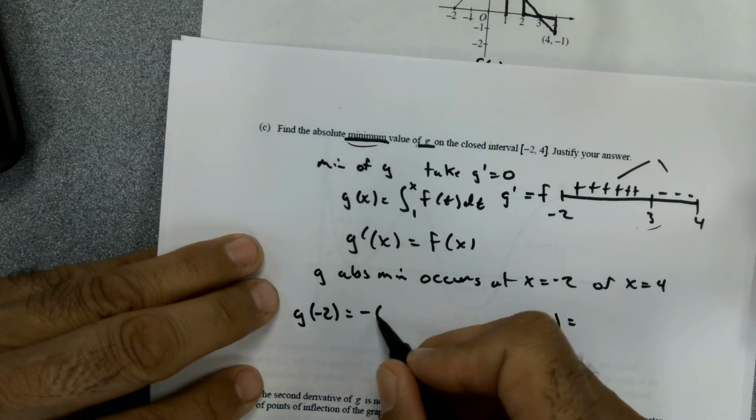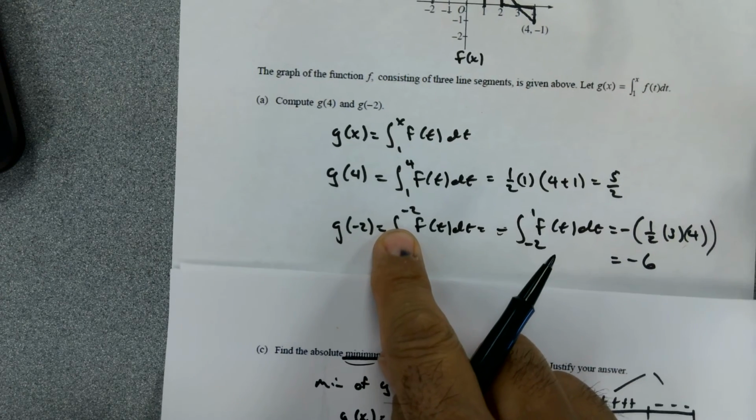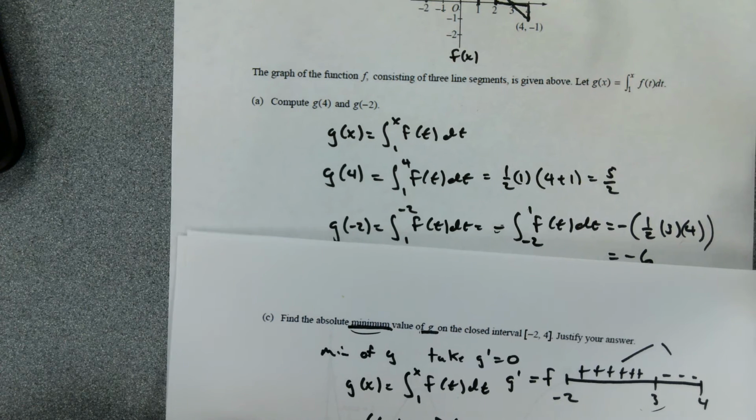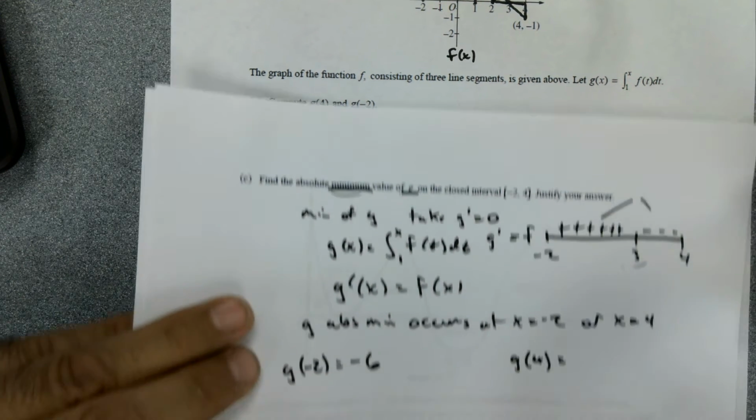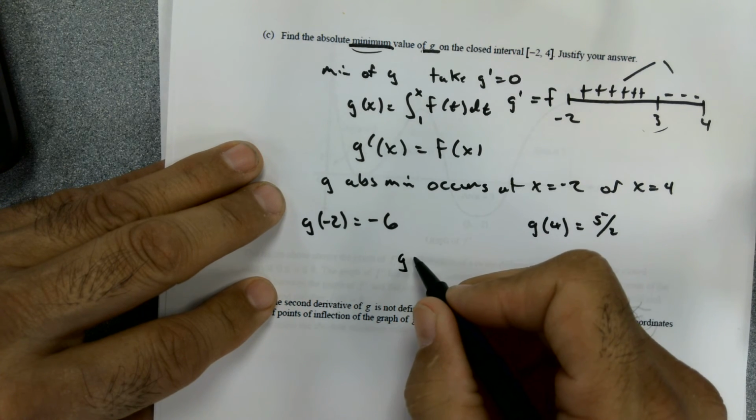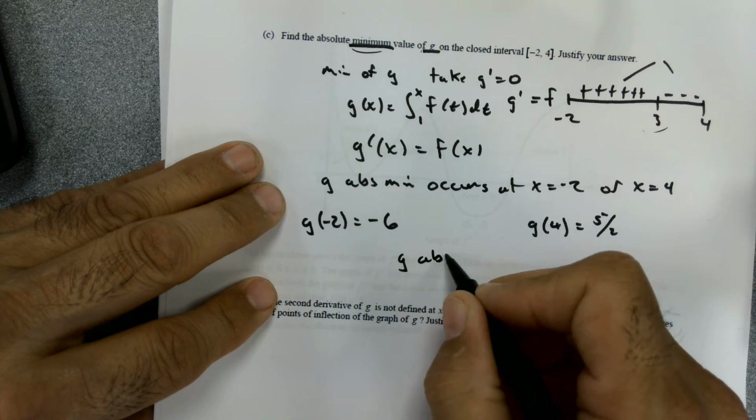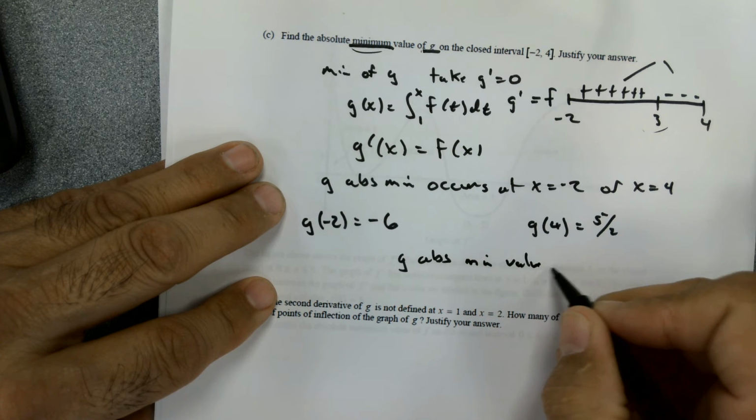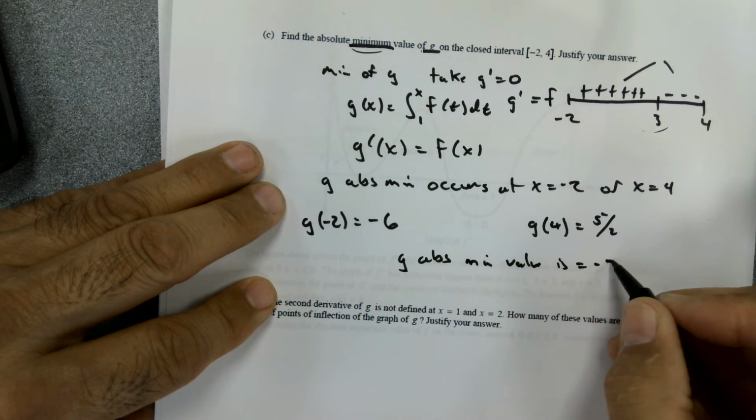That value is negative 6 from part A. And g of 4, hey, we did that one too. That's from part A, and that value is 5/2. So we can say g's absolute minimum value is equal to negative 6.